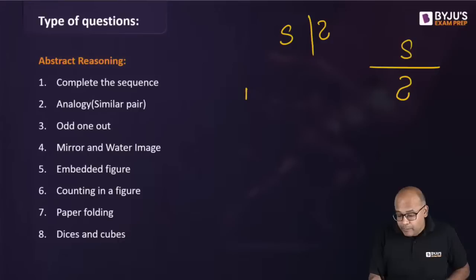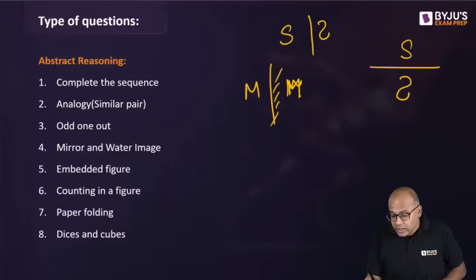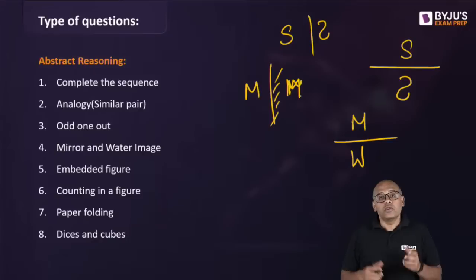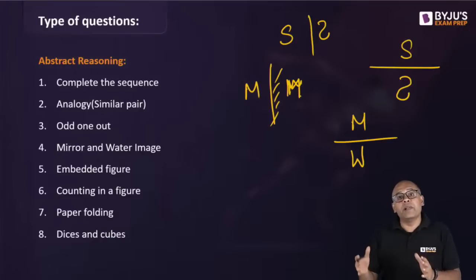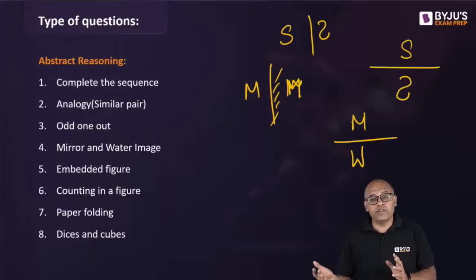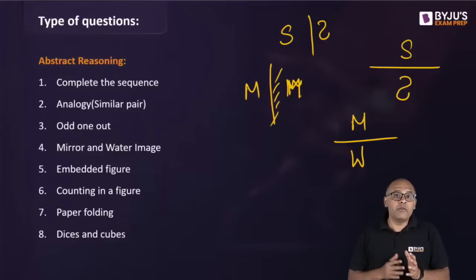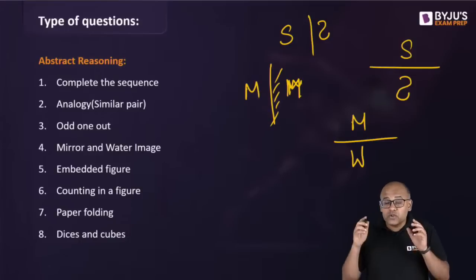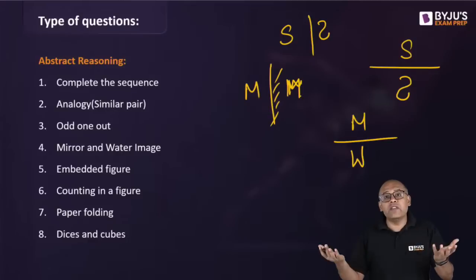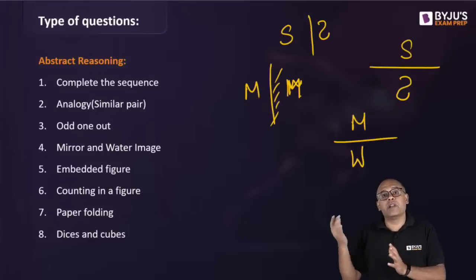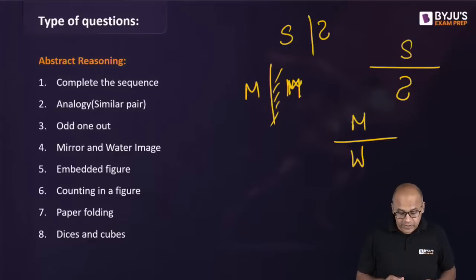But if you look at M, for example, then for the mirror image, if you keep a mirror here, M will remain M. M will remain M. But the water image of M changes. How does it change? It becomes like this. So you can see this will become the water image. For every alphabet, if you are familiar with how the mirror image and water image look, then you will be very quick to answer these kinds of questions. And it is not just alphabets. They can give you any figure. You should understand what the mirror image and water image are for these kinds of questions.